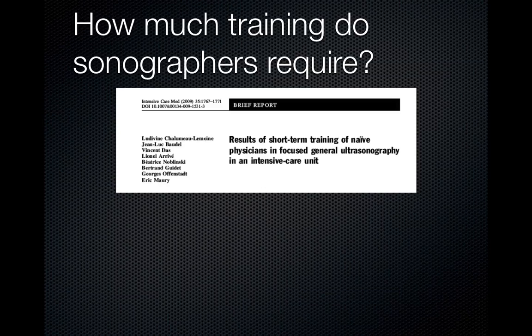A fundamental question in the bedside ultrasound literature is how much training do bedside sonographers require? Keeping in mind that the bedside sonographers in point-of-care ultrasound are physicians and not ultrasound technologists.